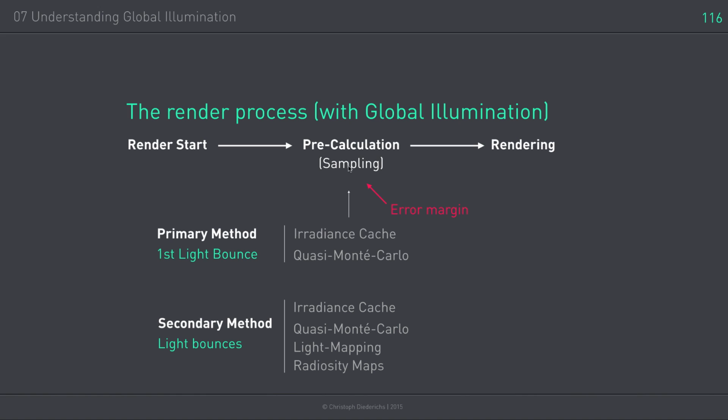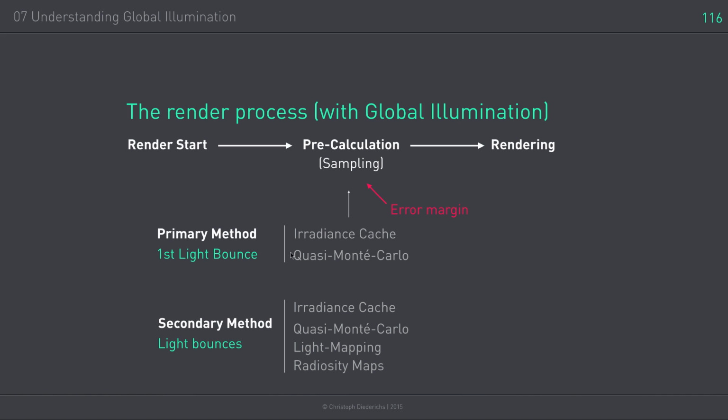Cinema gives us a couple of different render algorithms to calculate the primary and the secondary methods. For the primary method, we can pick between the irradiance cache and the quasi-Monte Carlo. When it comes to the secondary method, we can again pick between the irradiance cache, the quasi-Monte Carlo, also light mapping, or the radiosity maps. As I said, the primary method is the one which defines the quality of our rendering, and therefore the quasi-Monte Carlo and the irradiance cache are the light distribution calculations which have the best quality but also the longest render times.